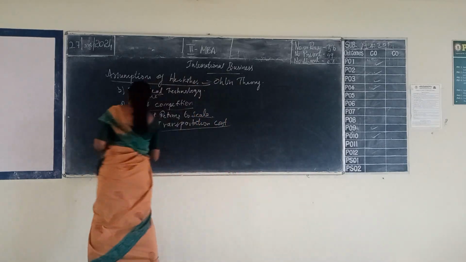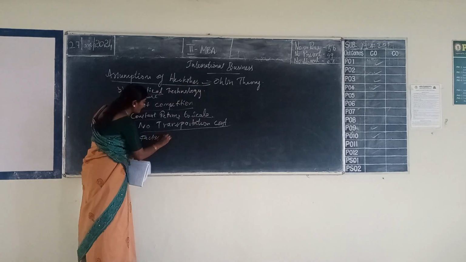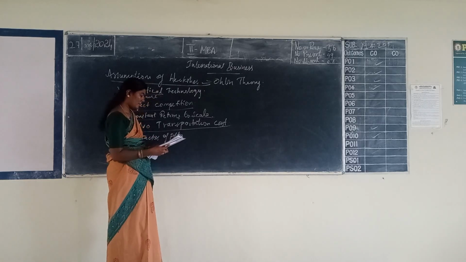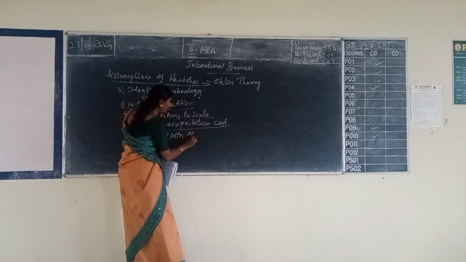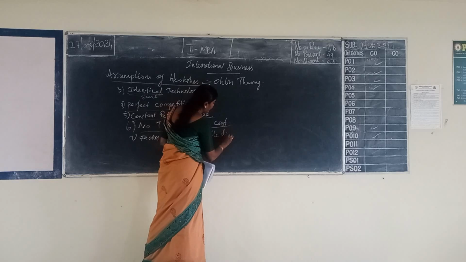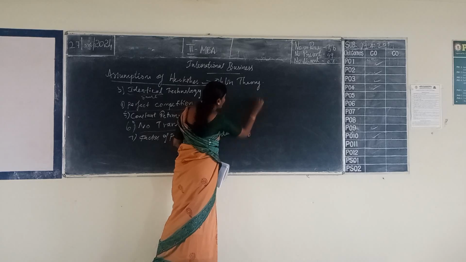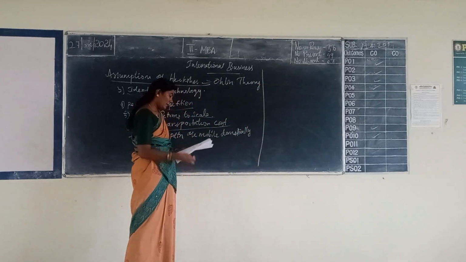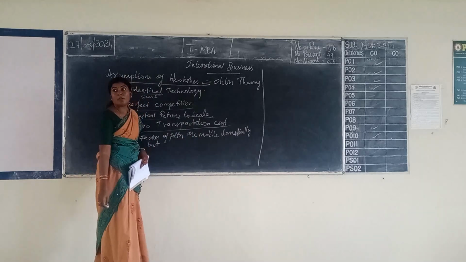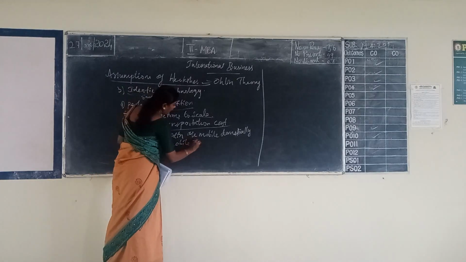Factors of production. 7th one. Factors of production are mobile domestically, but immobile internationally. Okay. Don't talk. But immobile internationally.